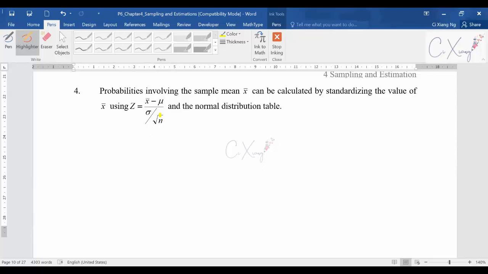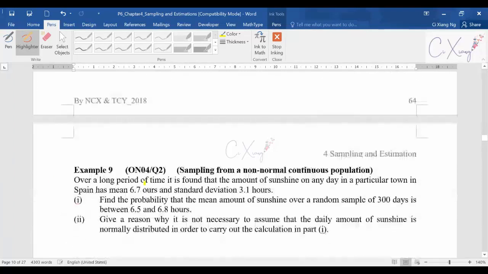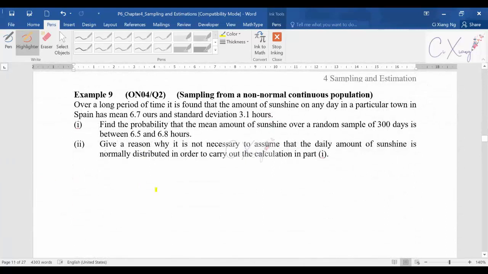The whole process is more or less the same as what we learned in the previous video, just that you need to know how to differentiate the different populations. All right, so let's start with the very first case. The first example that we want to discuss here is example 9.